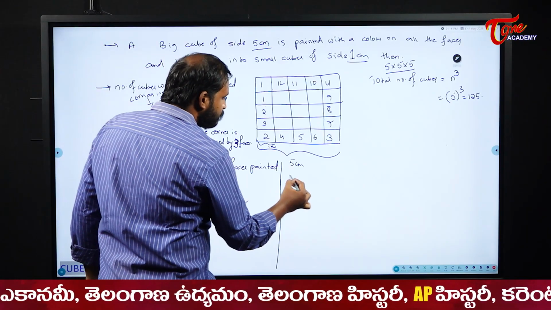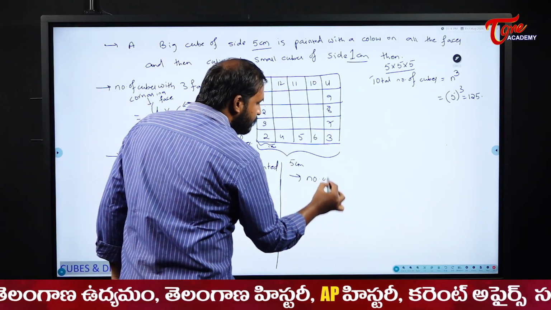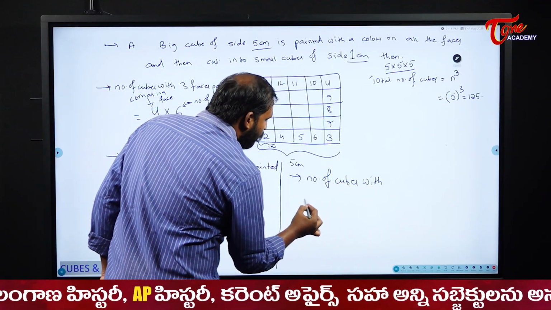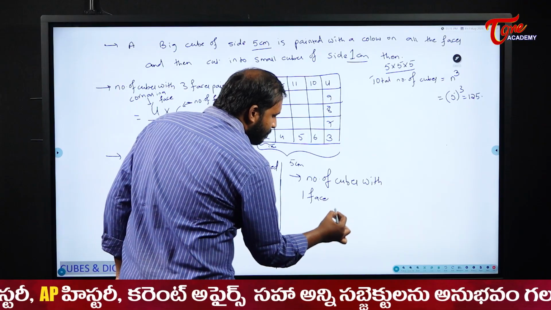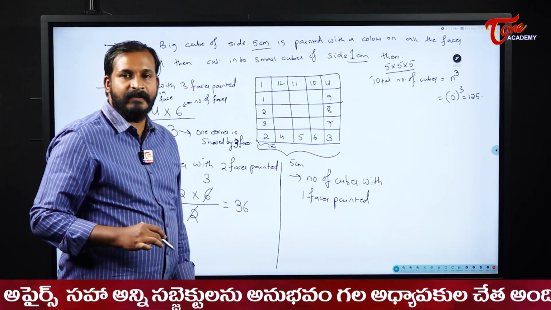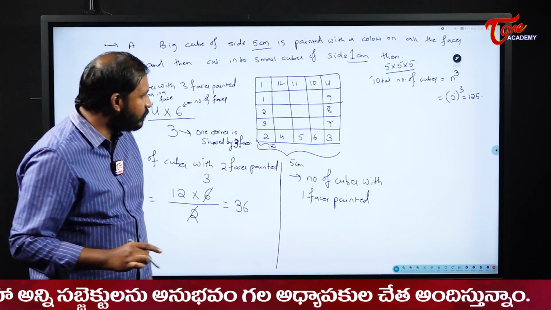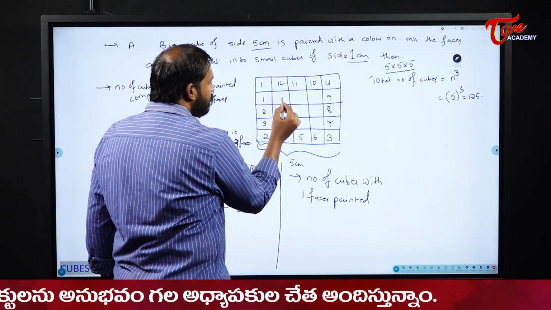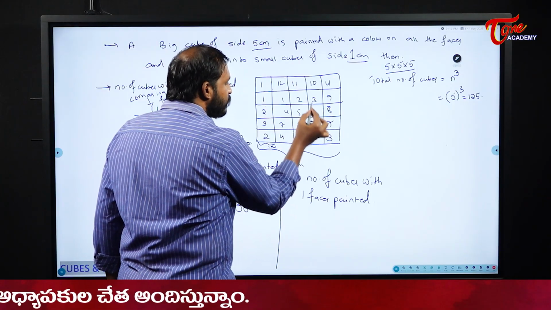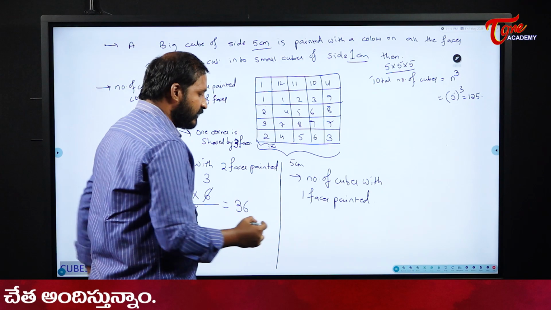Next, number of cubes with one face painted. Now tell me which cubes will get paint on only one face? The cubes which are present on the face. So how many face cubes are there for me here? 9 face cubes are there for me here.